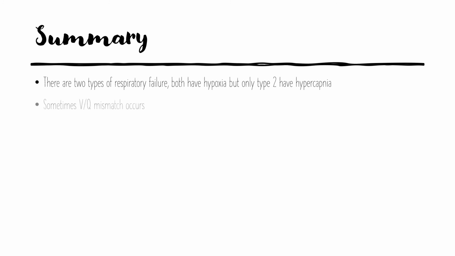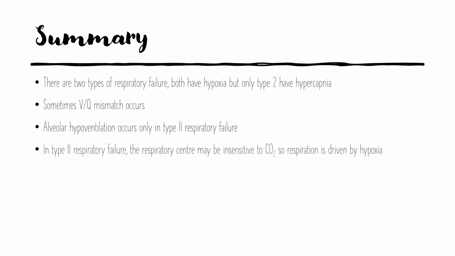That's a really quick look at respiratory failure, so let's just recap. There are two types of respiratory failure. We know that both have hypoxia, but only type 2 respiratory failure has hypercapnia, which is greater than 6 kilopascals. VQ mismatches can occur in both type 1 and type 2 respiratory failure, but alveolar hypoventilation only occurs in type 2 respiratory failure. In type 2, the respiratory centre may be driven by hypoxia, as it is not sensitive to carbon dioxide.